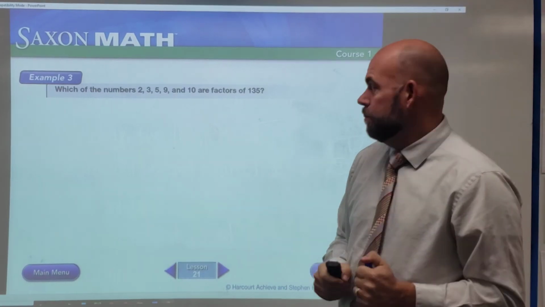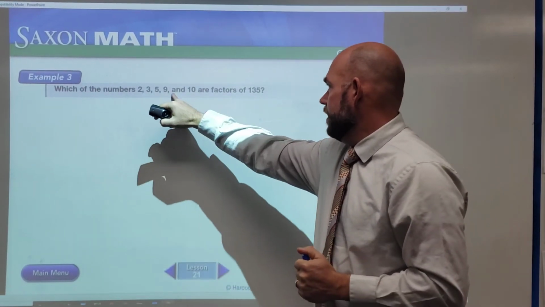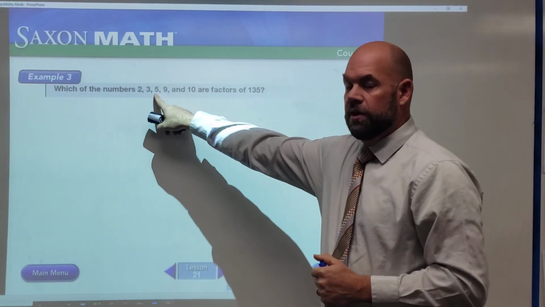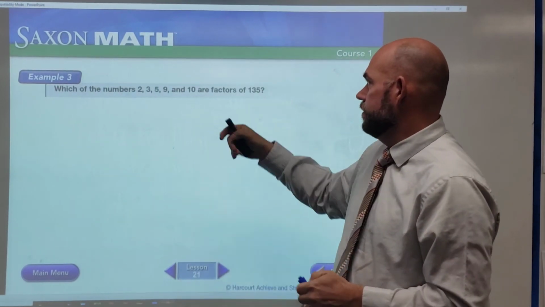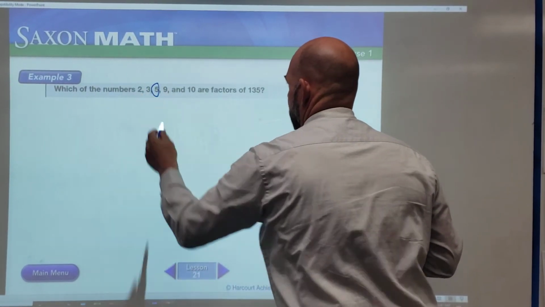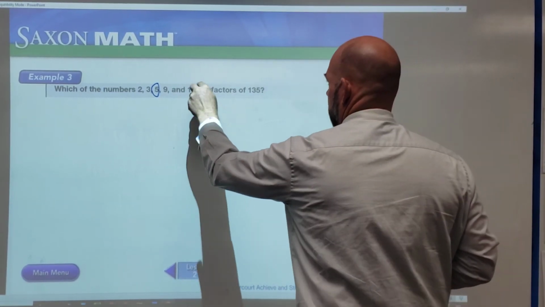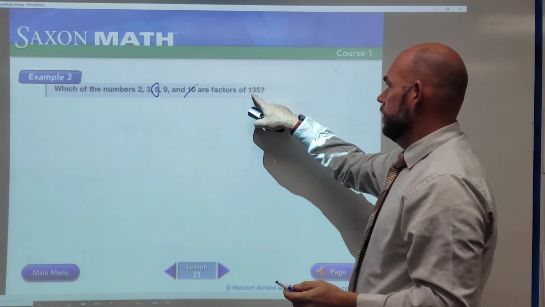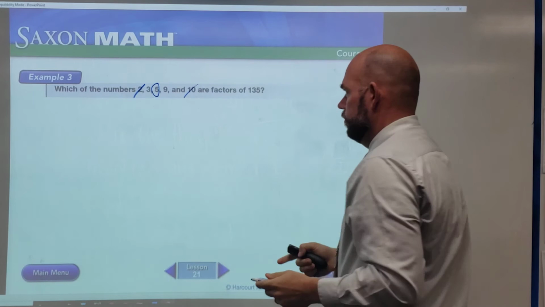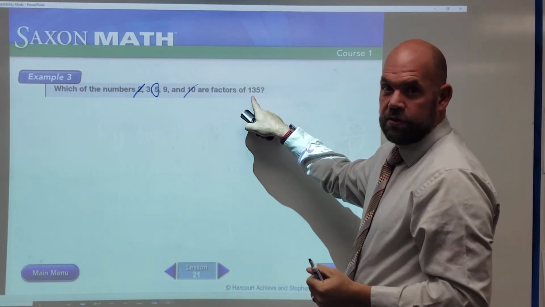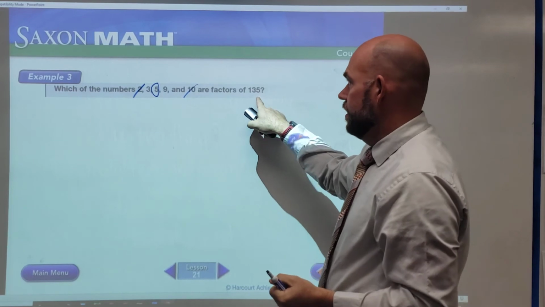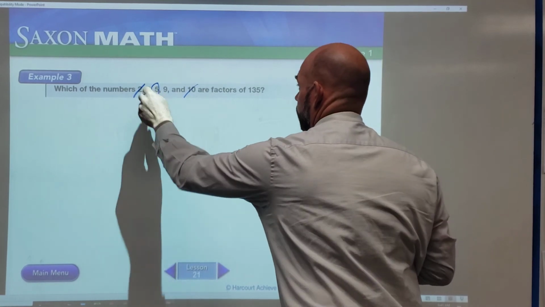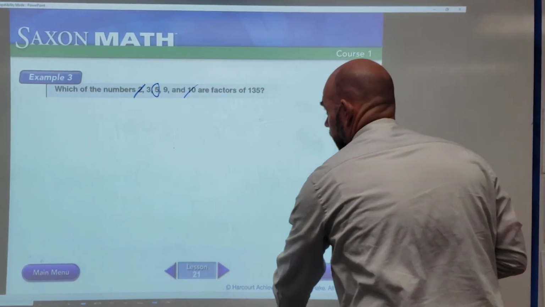All right, last example here. Which of the numbers 2, 3, 5, 9, and 10 are factors of 135? Well, the rule for 5 is if it ends in a 5 or a 0. Does it? Yep, so it is divisible by 5. The rule for 10 is if it ends in a 0. It doesn't, so it's not 10. The rule for 2 is if it's an even number, and it's not. For 3 and 9, we just have to add it up. 1 plus 3 is 4. 4 plus 5 is 9. Does 9 divide by 3? Yes. Does 9 divide by 9? Yes.